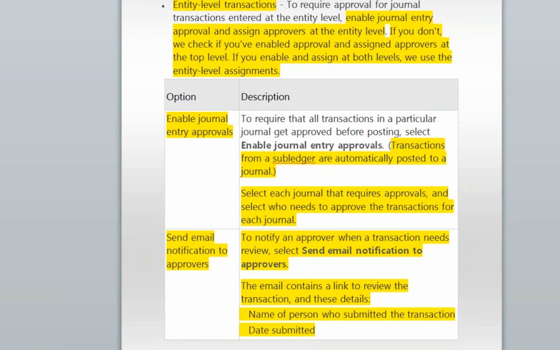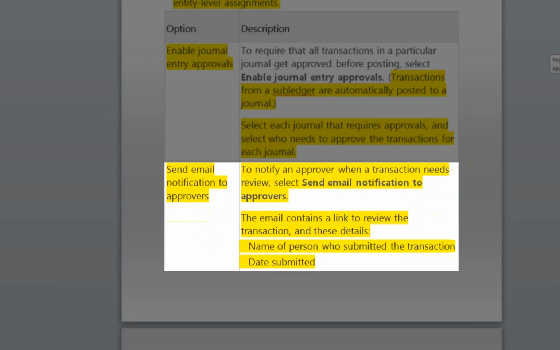You may have situations whereby individuals post directly into those journals that you require approval for, posting directly from the general ledger system. That's why there is an allowance for that. I'll make that point as we look at the configuration. Send email notifications. You either are going to send them or not. It contains a link, the name of the person who submitted the transaction, and the date that it was submitted.